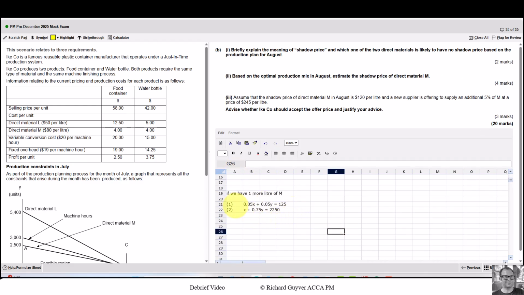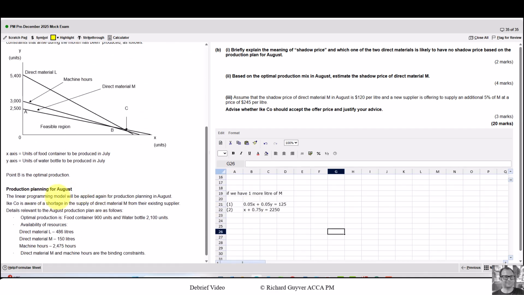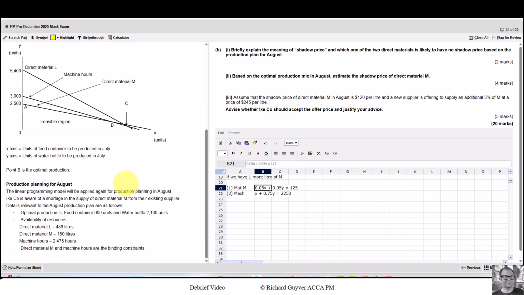So this is our simultaneous equations that we worked out before, and we know we can reuse them because the linear programming model applies in August. So the linear programming model gives us our simultaneous equations, but our availability is different. So you can see for material M, instead of 125, in August we have 150, and for machine we have 2475.